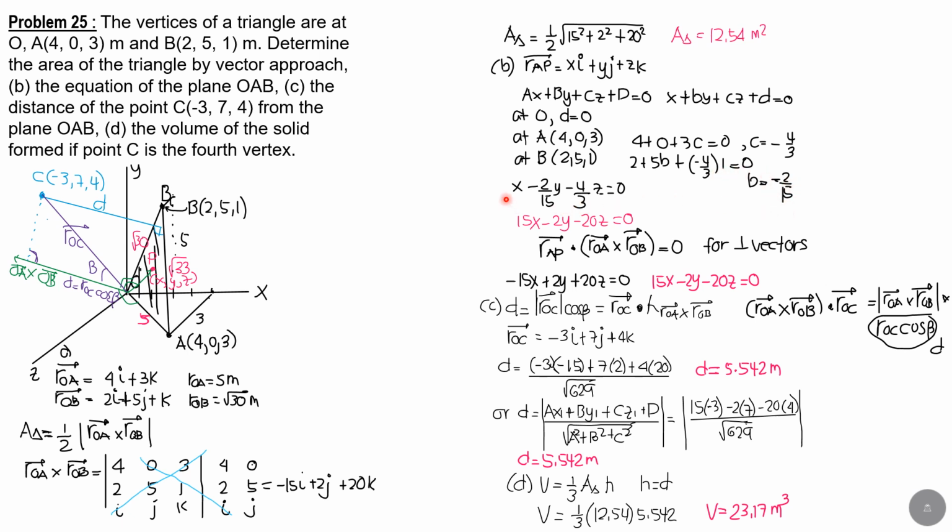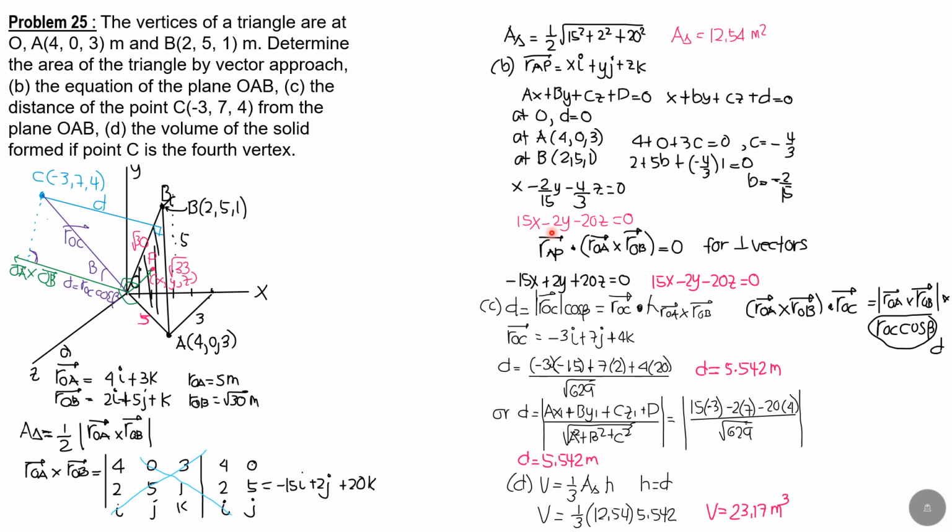Therefore, the plane is x minus 2 over 15 y minus 4 over 3 z equals 0. Multiply everything by the LCD, which is 15. So 15x minus 2y minus 20z equals 0. So that's the equation of the plane.